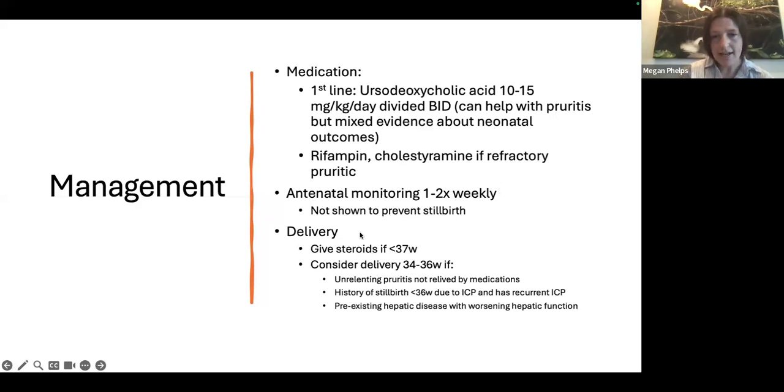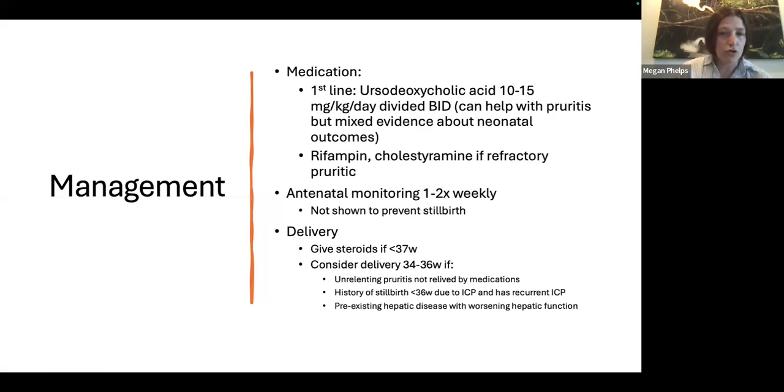For delivery, ICP differs a little bit from others in terms of when to give steroids. And so the recommendation from maternal fetal medicine is giving steroids if they're less than 37 weeks. My guess would be because of the pulmonary effects. And then these are reasons to consider even an earlier delivery between 34 to 36 weeks.